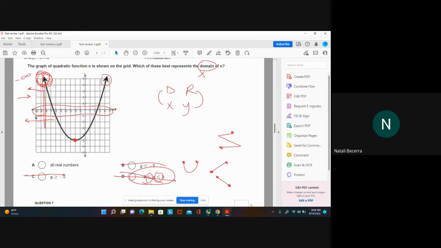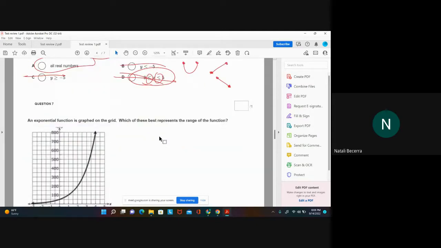Now for this one, I go from the right side. What do I touch? Arrow again. Now, if I follow this arrow, it's going this way, and the numbers are getting bigger. So this is positive infinity. Whenever we have negative infinity to positive infinity, we call that all real numbers, okay?